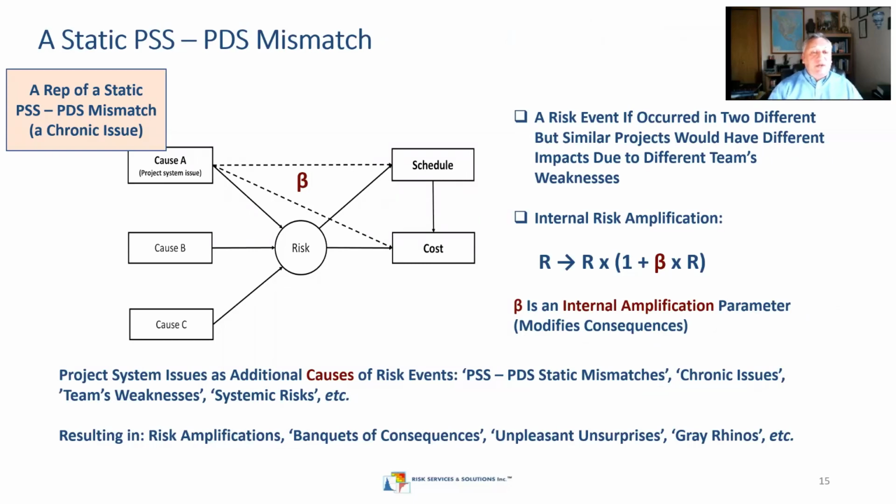That's exactly the situation when there are some causes related to team weaknesses. Now we can call them PSS, PDS static mismatches, chronic issues, team weaknesses, or systemic risks. It looks like they have the power to modify schedule and cost impacts non-linearly in combination with some other causes. And we have the beta parameter as an internal amplification parameter. It's a non-linear parameter.